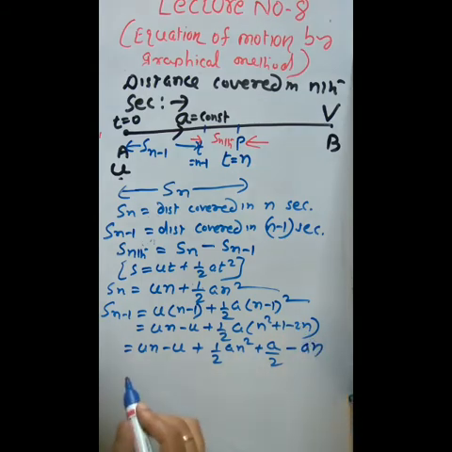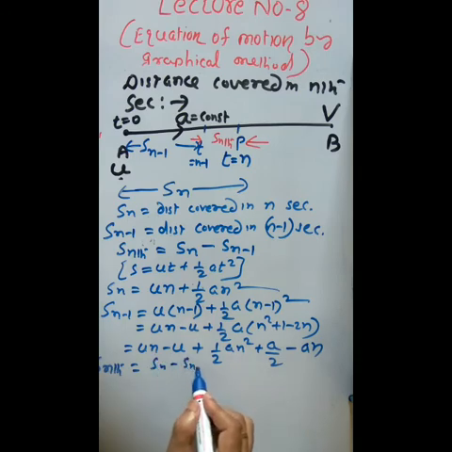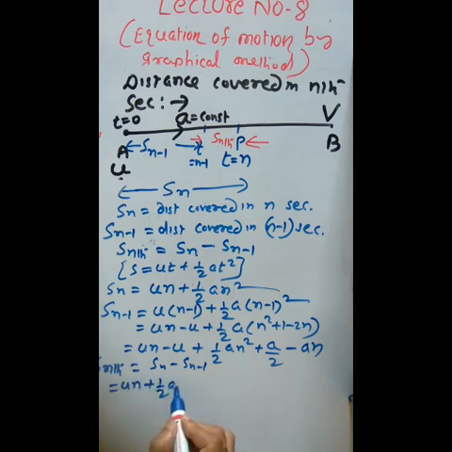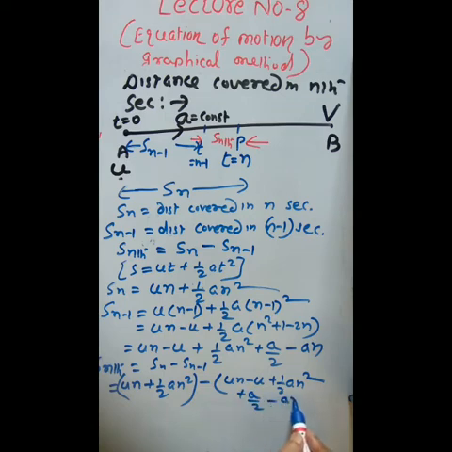Okay. So now we will find the distance covered in nth second. Distance covered in nth second is nothing but Sn minus Sn minus 1. We have already calculated Sn is equal to un plus half a n square, minus Sn minus 1, which is un minus u plus half a n square plus a by 2 minus an. So now simplify this. You see, this is un, this is minus un, so un minus un cancel.